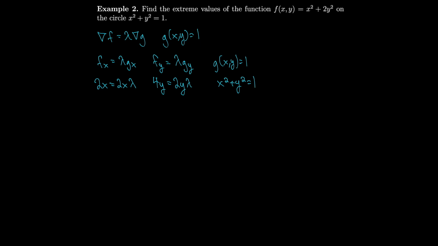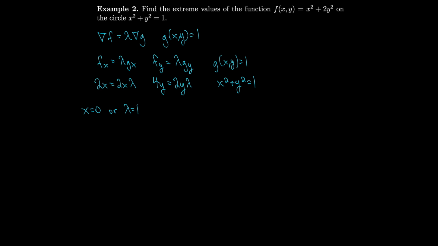But notice 2x equals 2x lambda. That's pretty easy to solve. In that case, either x is 0 and the whole thing is 0, or if x is not 0, we can divide by 2x on both sides to just get that lambda equals 1. So we got two possibilities.